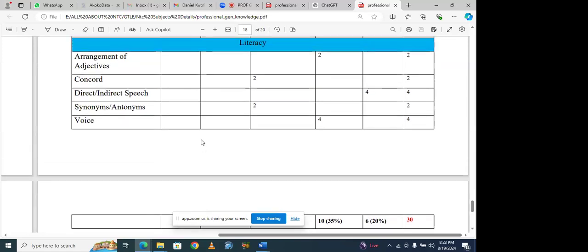So I want to show you this. This course is the professional general knowledge. This course comprises 3 sub areas: literacy, numeracy, and essential skills. According to the exam structure, literacy is going to cover 30% of the marks. I believe you've seen it, 30. Literacy will take 30% of the 100 marks that you are supposed to attain.